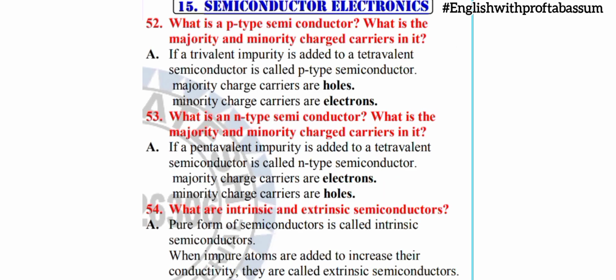Chapter 15, semiconductor electronics. What is a p-type semiconductor? What are the majority and minority charged carriers in it? What is an n-type semiconductor? What are the majority and minority charged carriers in it? What are intrinsic and extrinsic semiconductors?